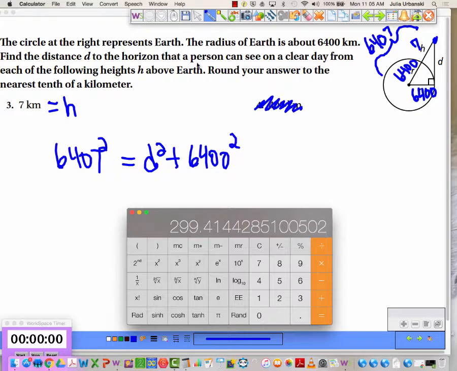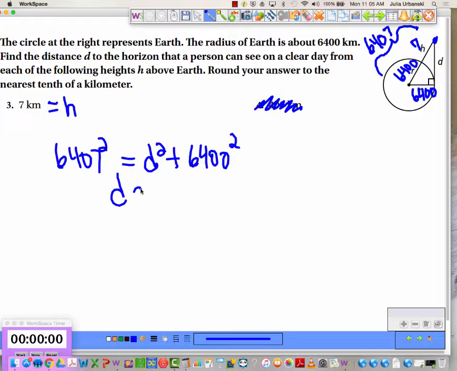Says round your answers to the nearest tenth. So my answer is going to be 299.4. The 1 doesn't make it go up. So D equals, or is about 299.4, what was that, kilometers? That's not kilometers squared, it's just the height, just the length. You can say kilometers, you can say kilometers.